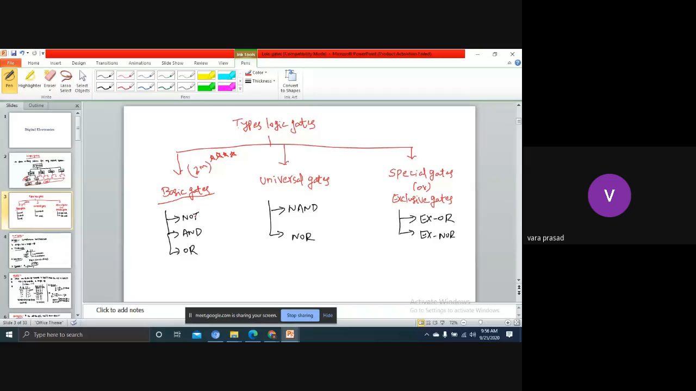Not gate can do inversion function, AND gate can do product function, OR gate can do sum function. We already know these operators. We studied about the Boolean operators. There are two types of operator: unary operator and binary operator. Unary operator is the NOT operator. Binary operators are two types, AND operator and OR operator.